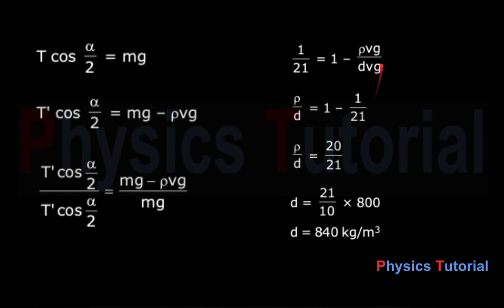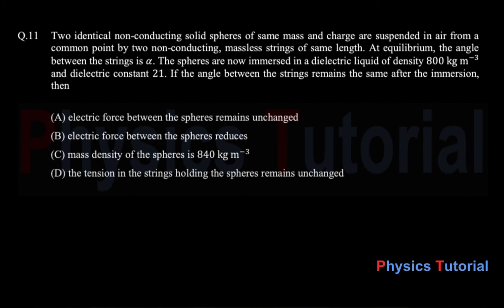Here, for mg, the mass, you have to evaluate rho by d. So 20 upon 21, 1 minus 1 by 21 by 10, that is of 800, as rho is given as 800 over there. So d is 840 kilogram per meter cube. If you see here, 840 kilogram per meter cube, option C is also correct. So options A and C are correct.